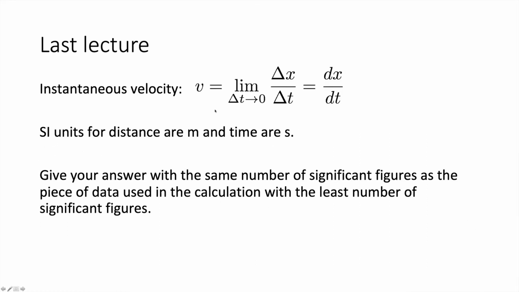We saw that the instantaneous velocity is equal to the limit as the time increments go to 0, which we can calculate as dx/dt, taking the derivative of the displacement. And it again is a vector. We saw that SI units for distance are meters and for time are seconds, and that it's important to think about how to write down your answers. So you should give your answer with the same number of significant figures as the piece of data used in the calculation with the least number of significant figures.